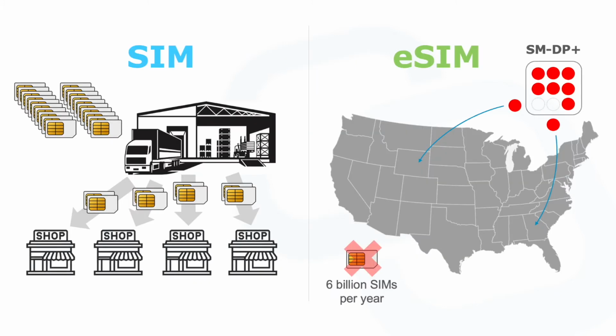In the eSIM world, it's very different. The eSIM profiles are generated, then stored on a central back-end server called an SMDP+, which is managed by the network operator. Then, as required, these profiles are delivered by the SMDP+ to any mobile device anywhere in the country of operation, or even worldwide for the larger operators. And then there is an environmental saving, because at the moment 6 billion SIM cards are produced and eventually discarded every year. When eSIM becomes mainstream, all of that waste disappears.